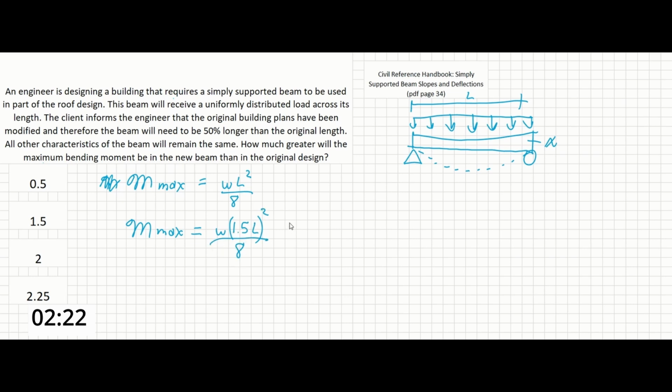And if we solve that and expand the equation just a little bit, we get 2.25 L squared also over 8. And we can see by comparing these two equations that all of these terms would cancel out except for the 2.25. So the maximum bending moment in beam number 2 would be 2.25 times greater than the maximum bending moment in beam number 1. And that is all you need to do to solve this problem.